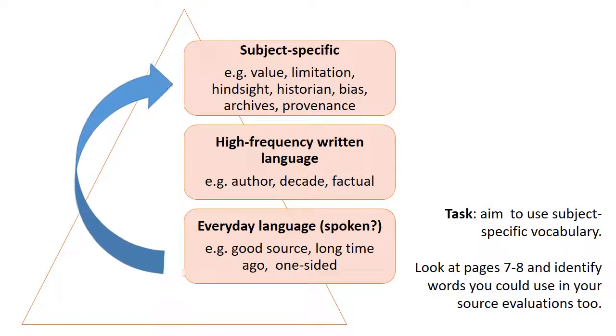Quick tip before we start: use subject-specific vocabulary like value and limitation, but also other words not included in the question like hindsight or bias, as well as words on page 7 to 8. These will really show that you're acting as an historian, which is what they're looking for on paper 1 when you do your source analysis.